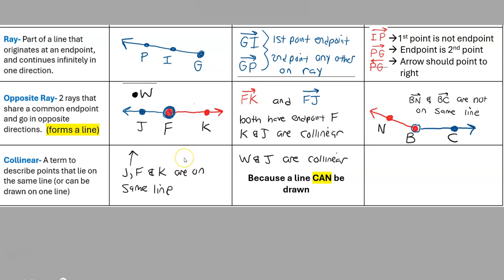Now, to show an example of what's not going to be collinear, what if I use the letters W, J, and then I throw F into the mix? Well, that's not going to work because in order to draw it, I'd have to connect W and J, but then I'd have to curve my line to get me to F, and that right there is going to be a problem. So that's our first video on points and lines.